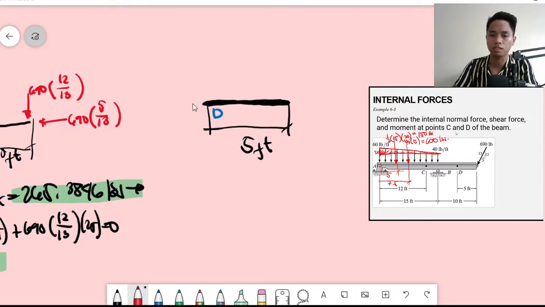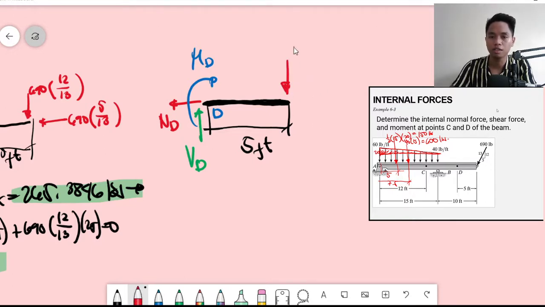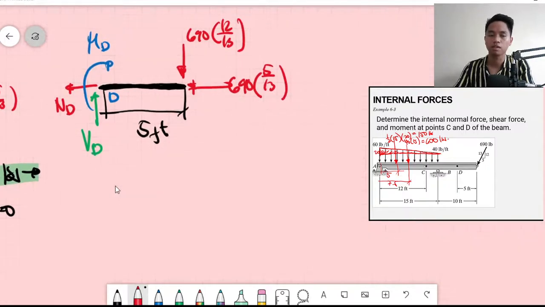So I expose here the normal force at D, tension. Then we need this shear at D, counterclockwise. Then we need this moment at D. What are the other forces acting on the beam? That is your 690 multiplied by 12 over 13, and your 690 multiplied by 5 over 13. So from here we can already solve for the normal force at D.